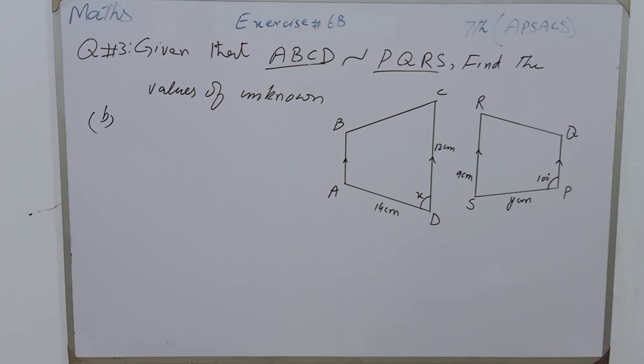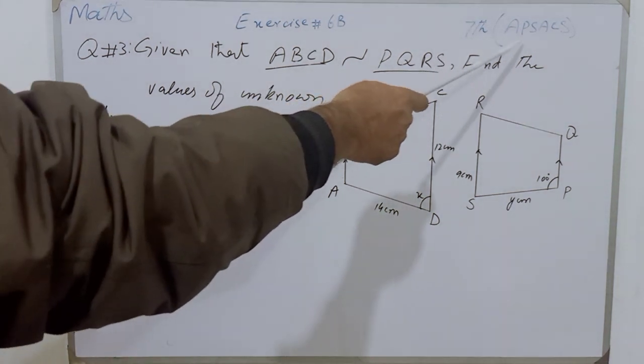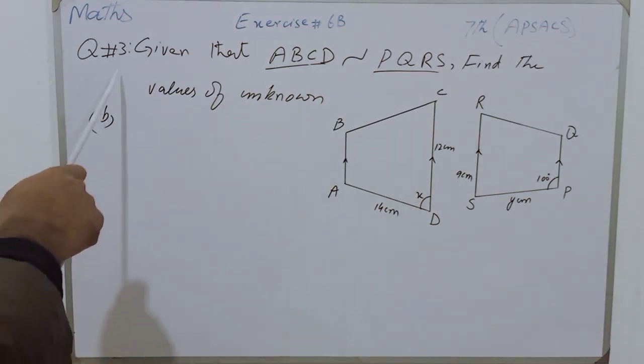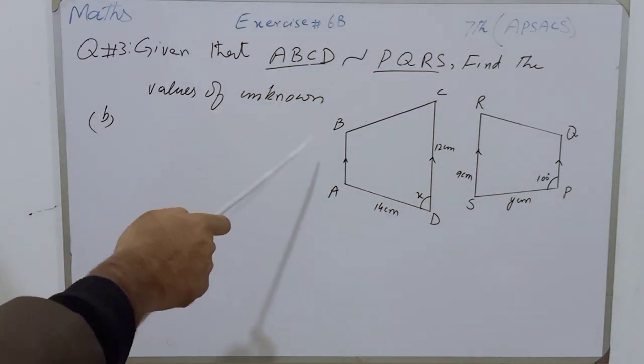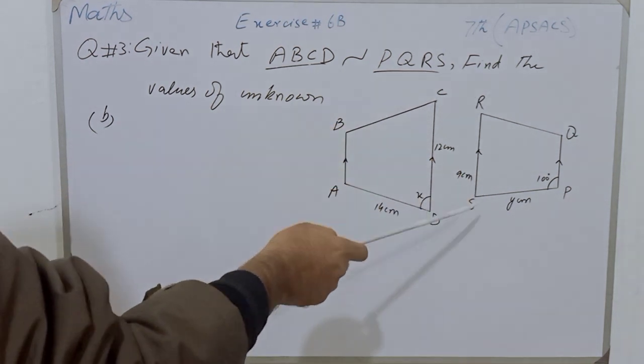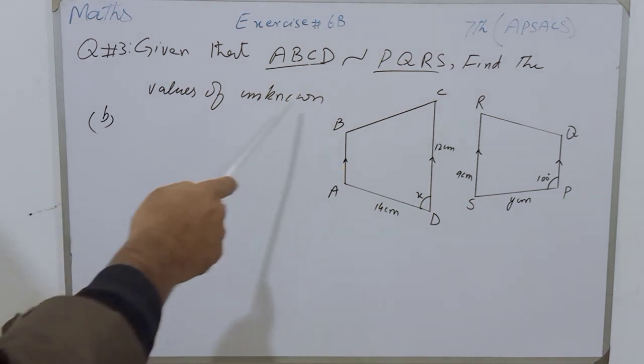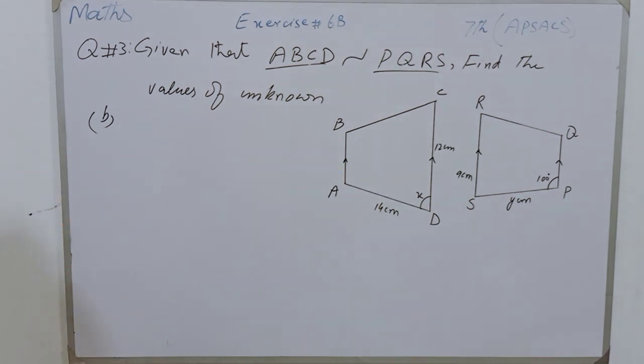Dear students, I am going to teach you Exercise 6B, Mathematics Class 7. Part B of question number 3: there are two quadrilaterals, ABCD and PQRS, and both quadrilaterals are similar, and we have to find the values of the unknowns.